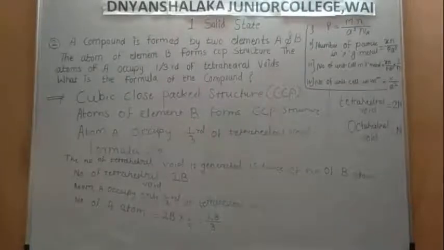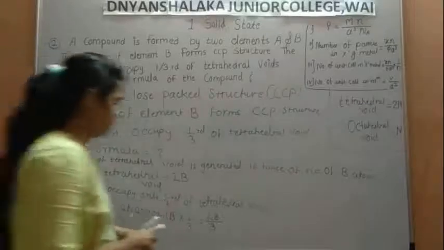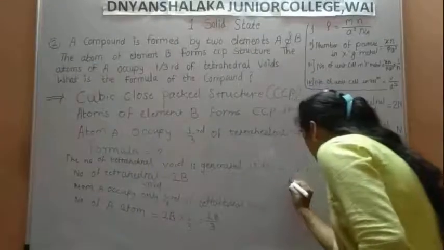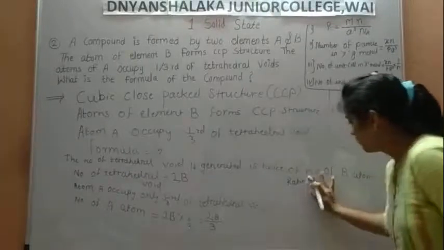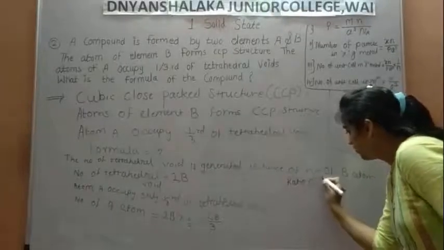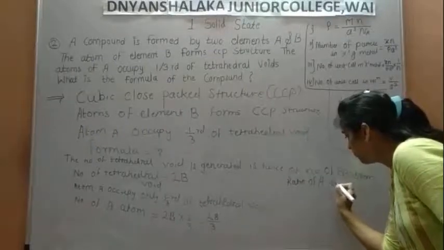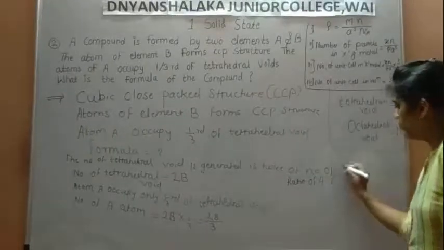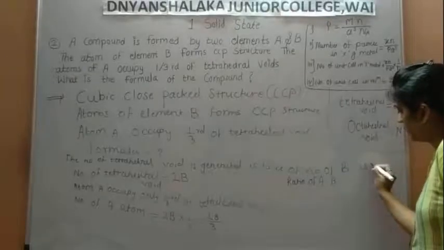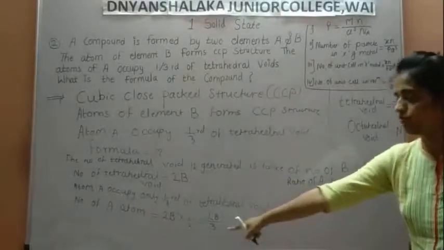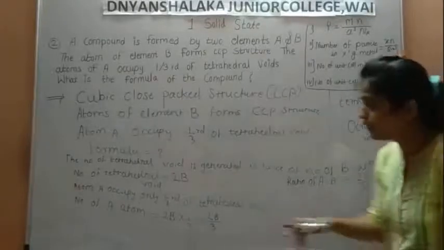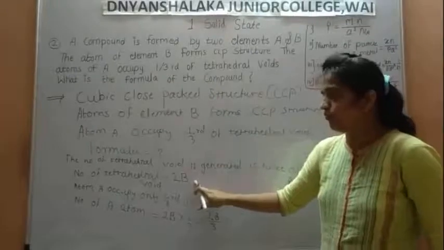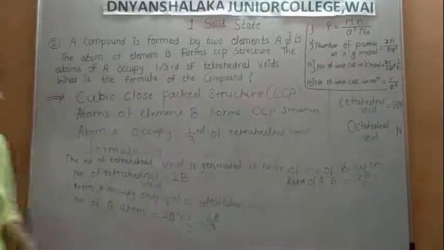So we have to find the ratio of A and B atoms, means A as to B. How many A atoms? The number of A atoms is 2B upon 3. And the number of B atoms is only 2B.